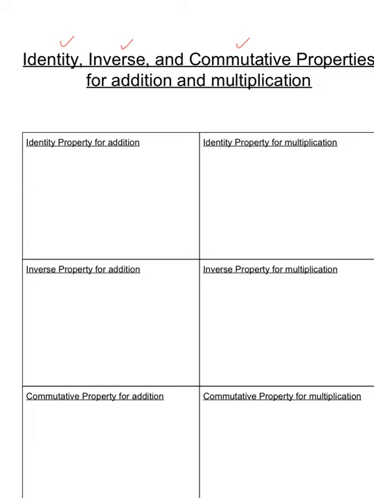Let's start with identity property for addition. When you add 0 to a number, the sum is always that number. For example, I have number 23, add 0, is equivalent to number 23. So when you add 0 to a number, the answer is still the same.